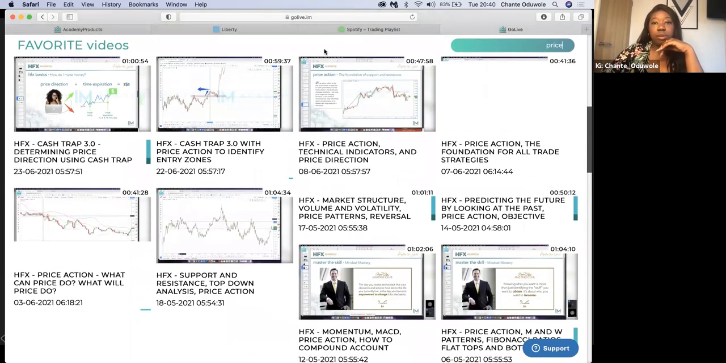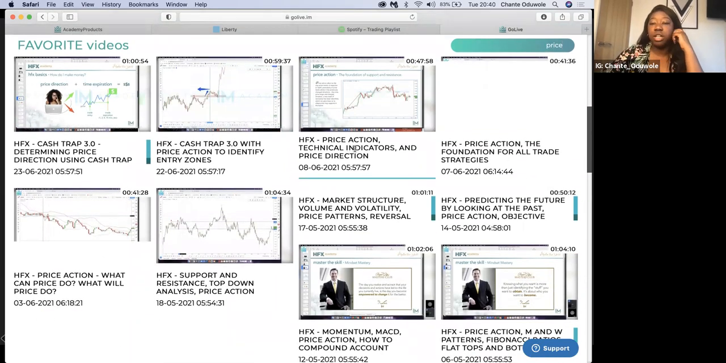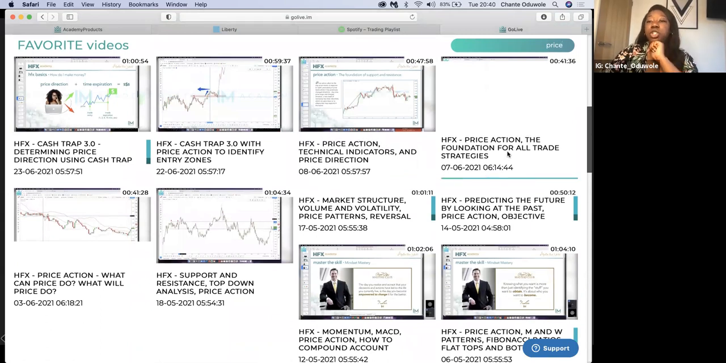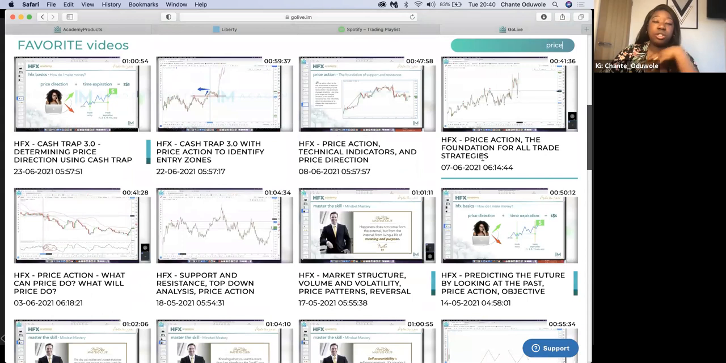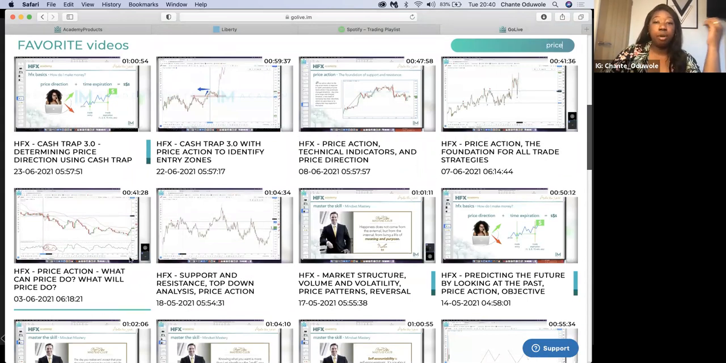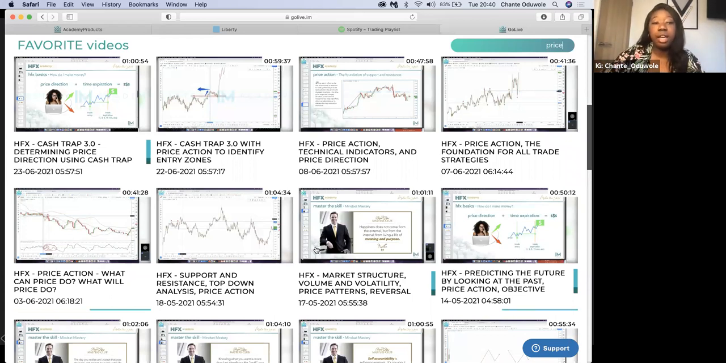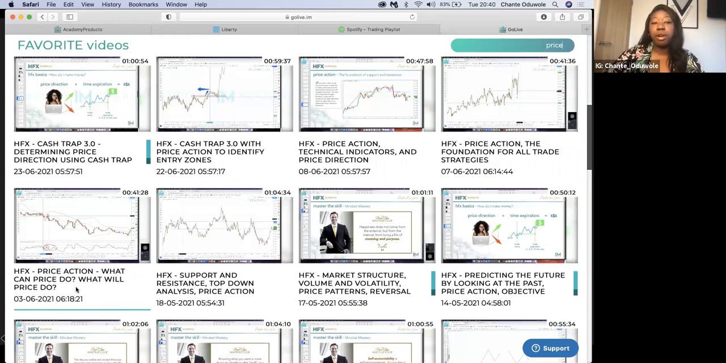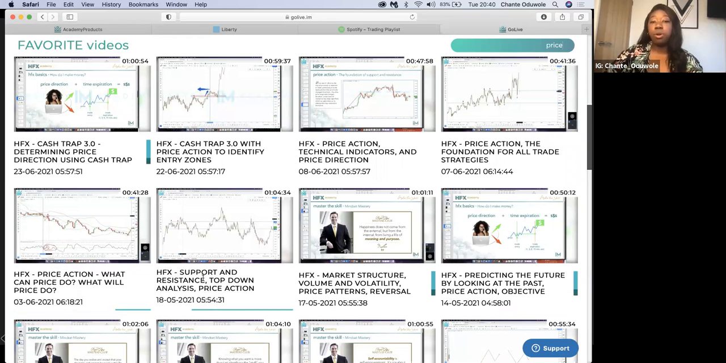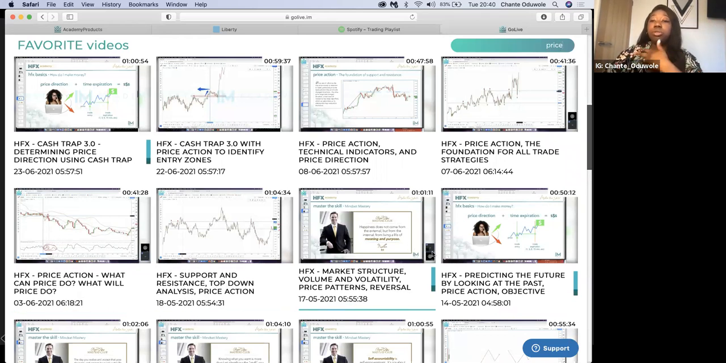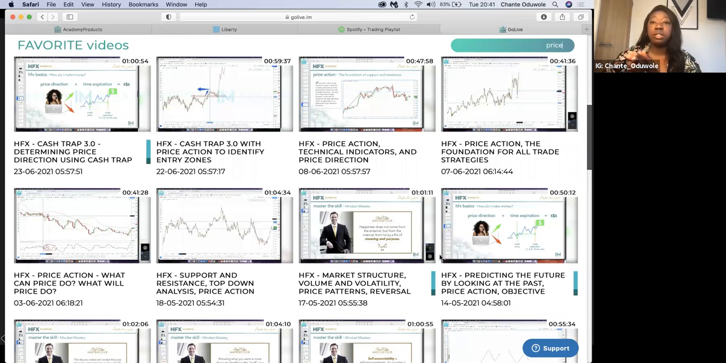They've got different ones for HFX. There we go. So they've got price action, technical indicators, price action, the foundation for all trade strategies. This goes back to what I mentioned earlier. Price action is the king in HFX or in just trading in general. That is what price respects. That's what you need to look at first before you start looking at colors and lines and all the indicators that line up. Okay, look at this one, price action. What can price do? What will price do? Support and resistance, top-down analysis. So take that as time for studying and writing things down. And I'm hoping, as you can see, it's on TradingView, it will help.